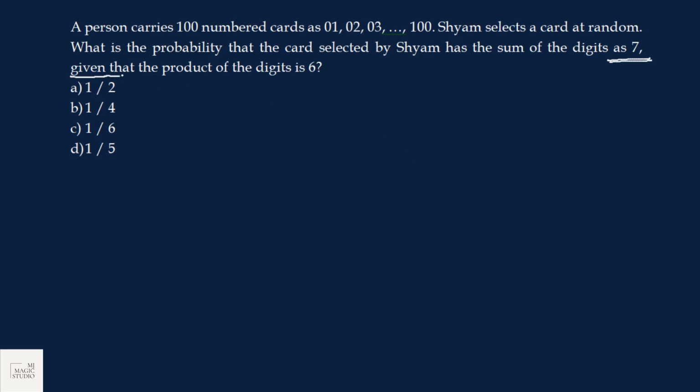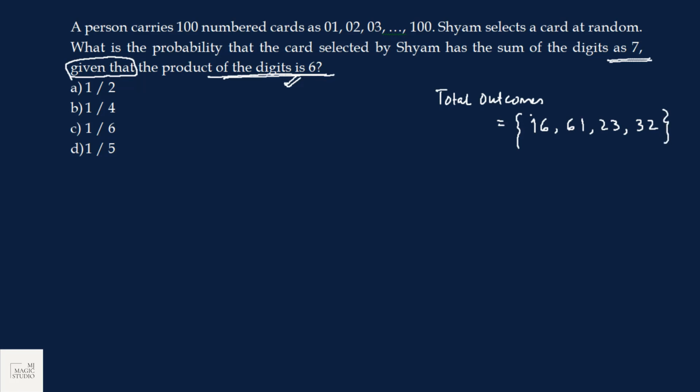Given that, whenever you see this word "given that", the product of the digits is 6. Our total outcome set will be restricted only to those outcomes where the product of digits is 6. It would be 16, 61, 23 or 32, and no other number will have a product of digits as 6.